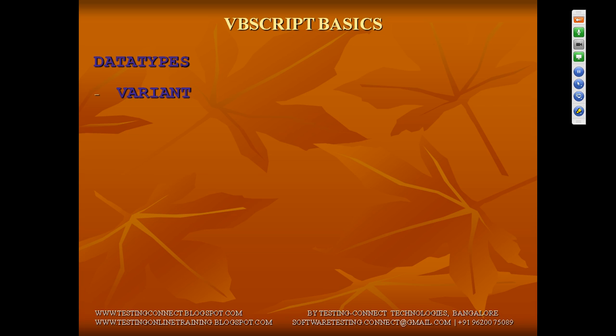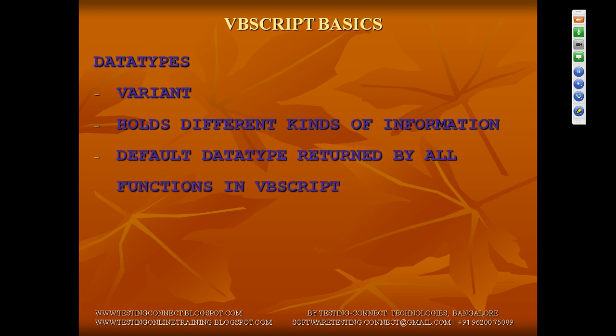But in VB script you come up with only one data type, that is variant. Once you define a variable with the variant data type, in that variable any kind of data you can store, like integer, real or float, string or date. So in VB script one common data type you will come across, that is variant. Different kinds of information it will store.